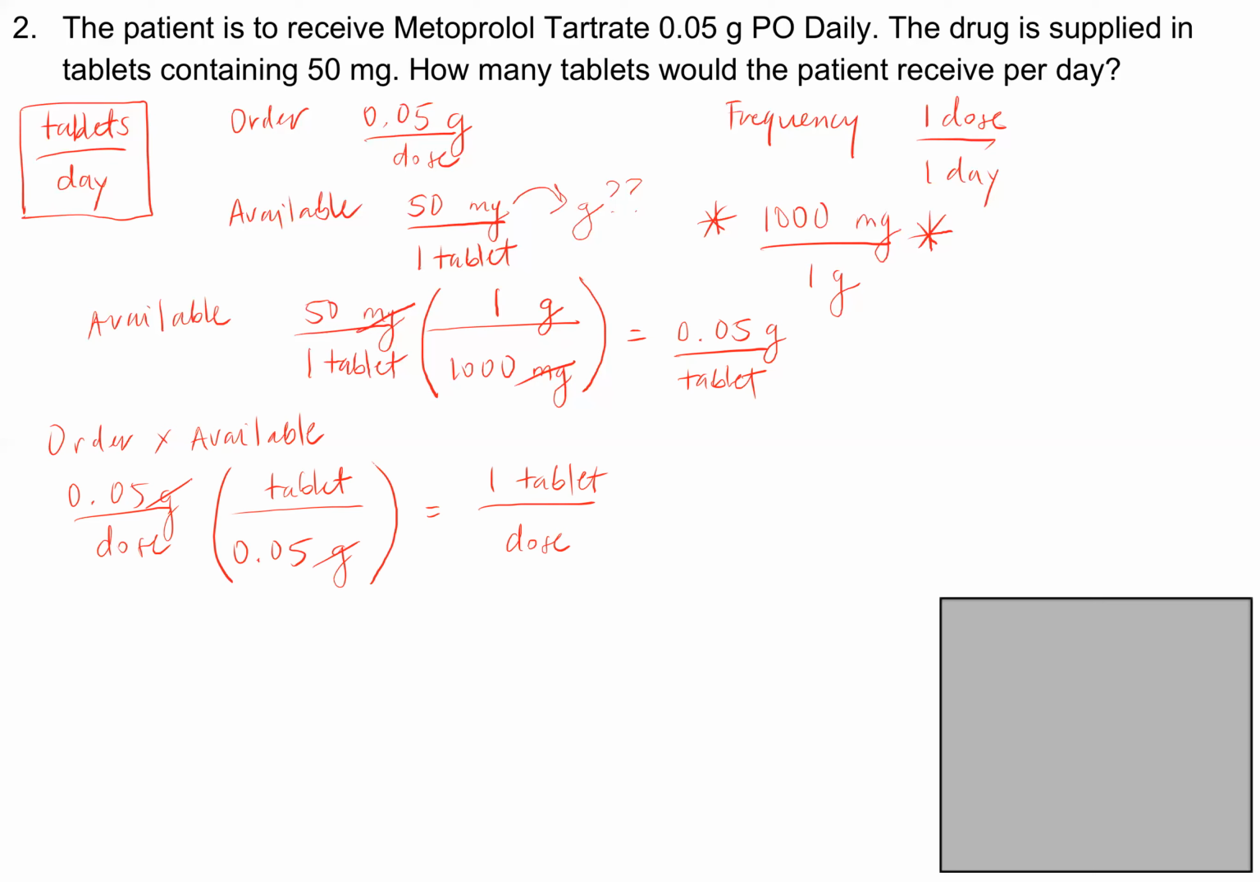So we're going to go ahead and multiply that by the frequency. You want to cancel dose units and have tablets in the numerator, day in the denominator, and you get 1 tablet per day. Final answer in the shaded box, 1 tablet per 1 day.